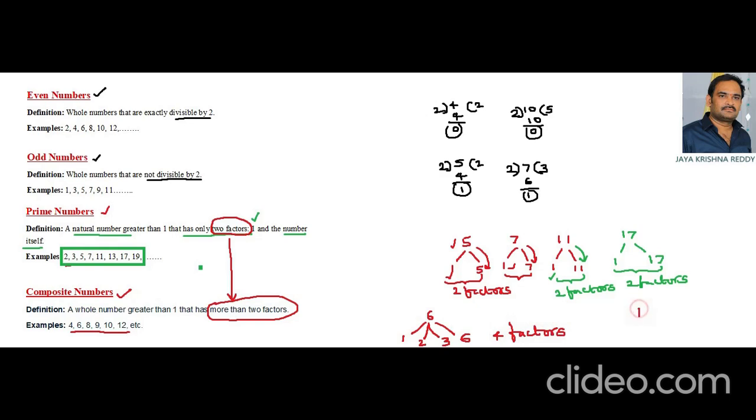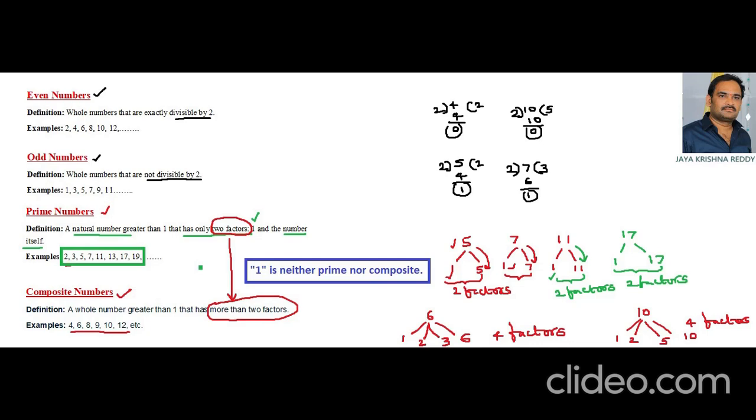So like that you can take any other number. 10, it is divisible by 1 and also divisible by 10, divisible by 2 and divisible by 5 also. So this number is also having 4 factors. 4 factors means more than 2 factors. So it is called a composite number. So remember, if a natural number has only 2 factors, it is called a prime number, and if it has more than 2 factors, it is called a composite number.